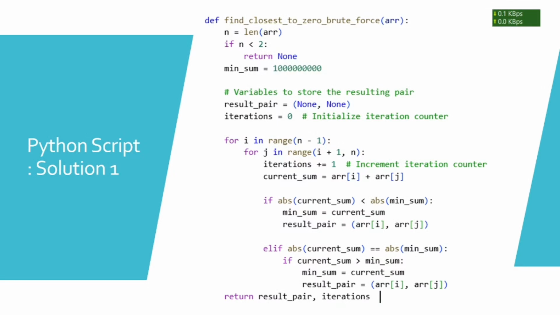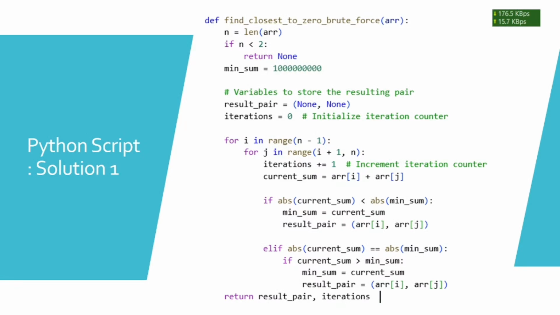Then for the first loop, we go through all the n elements, starting with the first one, and we are marking it as i. For j, we are adding the starting point as the next element from i, and we'll traverse to the last one. Iteration we are updating as 1 since the first iteration loop is encountered. Then we get the current sum, which is the sum of i and j. Right now this will get updated because min sum right now is 10 to the power 9. So this will get updated and result pair will have the first pair, like we saw in the previous example.